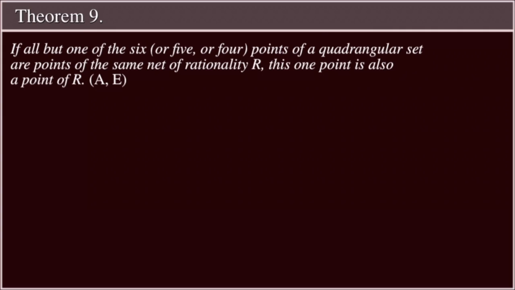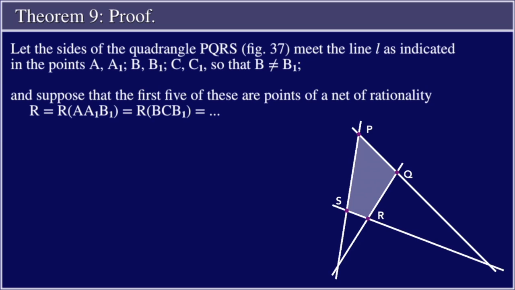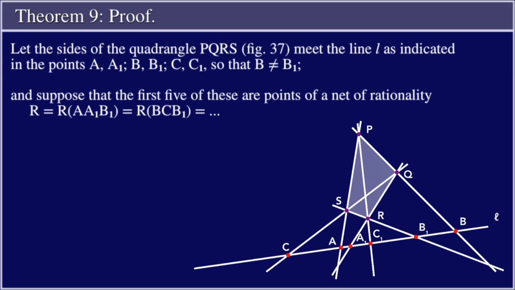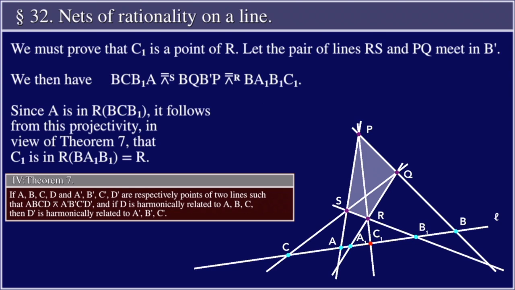Assumptions A and E. Proof: let the sides of the quadrangle PQRS, figure 37, meet the line L as indicated in the points A1, B1, C1, so that B is not equal to B1. And suppose that the first 5 of these points are points of a net of rationality, R equal to R of A1, B1, equal to R of BC, B1, equal to ... We must prove that C1 is a point of R.